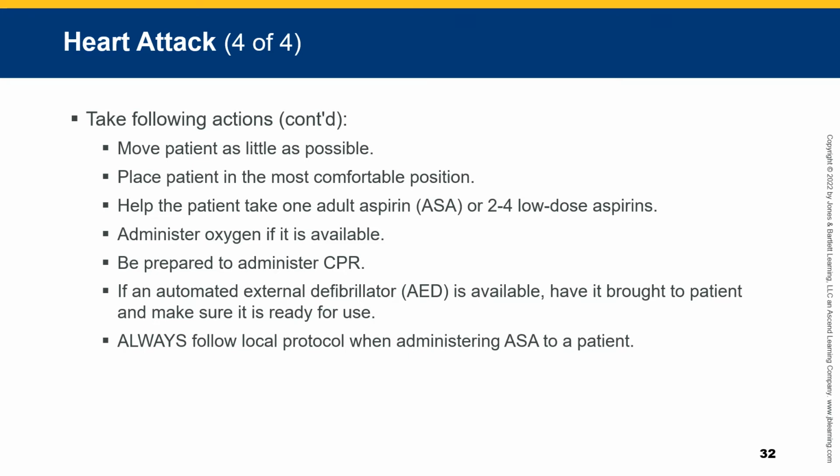Help the patient take 1 adult aspirin, which is 325 milligrams, or 2 to 4 low-dose aspirins of 81 milligrams strength each. Administer oxygen if it is available and protocols permit. Be prepared to administer cardiopulmonary resuscitation if necessary. If an automated external defibrillator, or AED, is available, have it brought to the patient and make sure it is standing by and ready for use if needed. Your primary role is to provide emotional support and arrange for prompt transport to an appropriate medical facility.